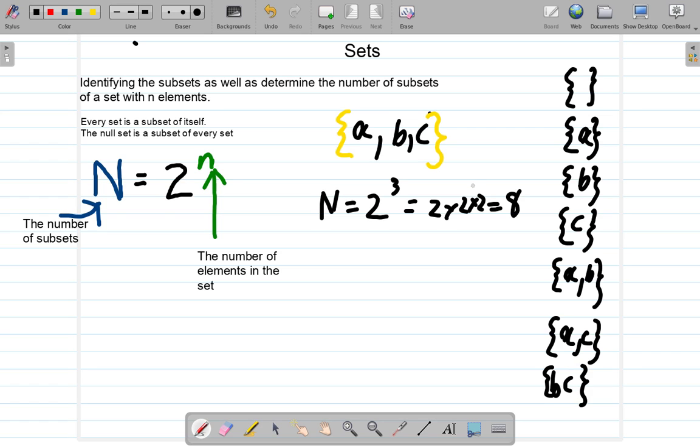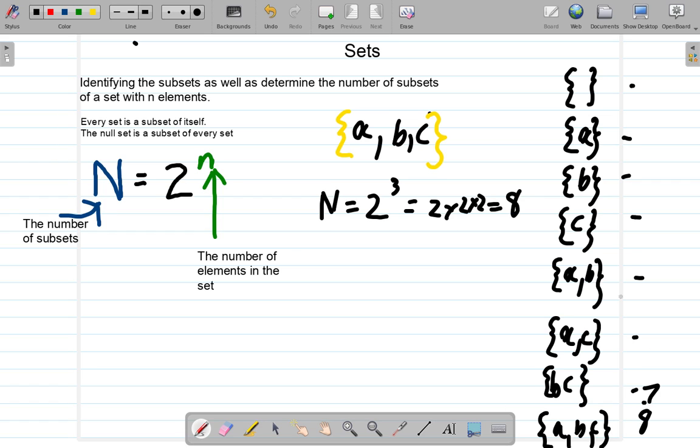BC. How many do we have here so far, by the way? 1, 2, 3, 4, 5, 6, yes, 7. One more. Oh, the set itself, A, B, C. Alright, 8 of them. So we have all 8 of them down. Nice.